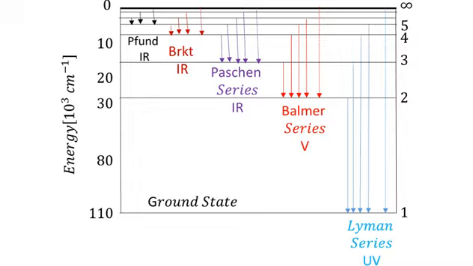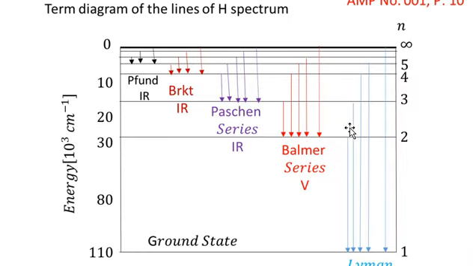Now let's talk about the Balmer series. In the Balmer series, the ground level is level number 2. So all the transitions from the higher states to state number 2 will be observed in the Balmer series, and this V stands for visible: all the transitions will be in the visible range of the spectrum. The first transition on the left is from level number 3 to level number 2.